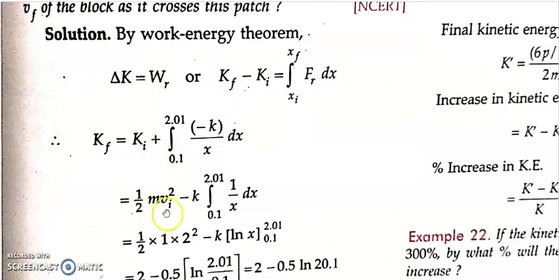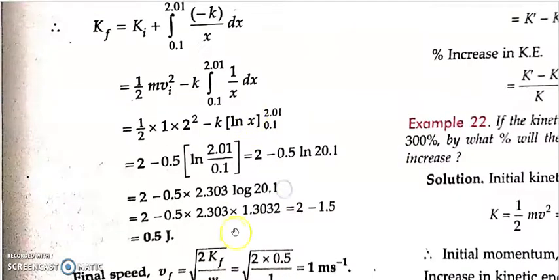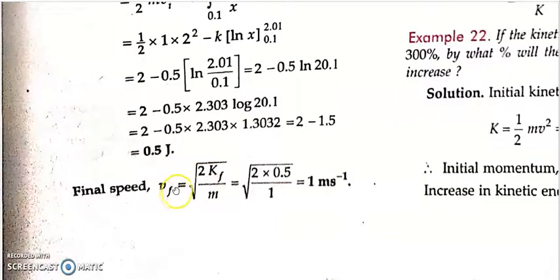K is given, and half m vi square is the initial kinetic energy. So if you integrate 1 by x dx, this is ln x. Then finally you will get this answer. So this is the final kinetic energy. Once you calculate the final kinetic energy, then you can calculate the final velocity.